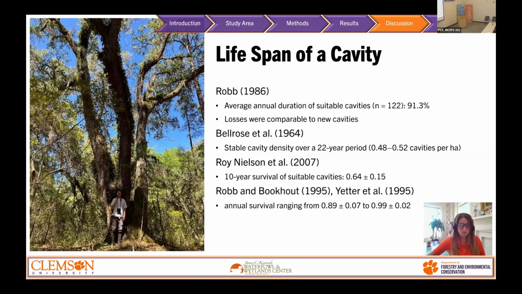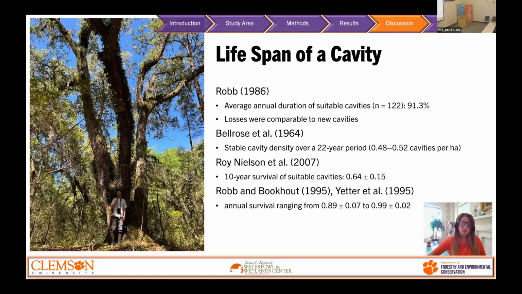So what makes these surveys so particularly worthwhile is the perseverance of cavities over time. And although several factors can affect the life of a cavity, Rob found the annual duration of suitable cavities in Indiana was 91.3%, which is extremely high. And he noted that lost cavities were comparable to the formation of new cavities.